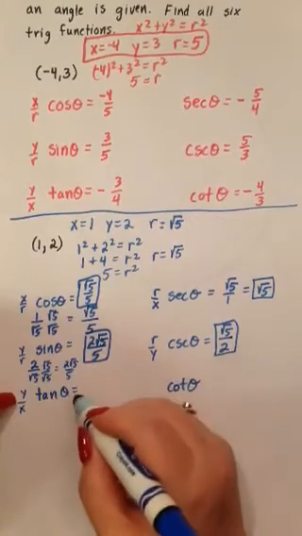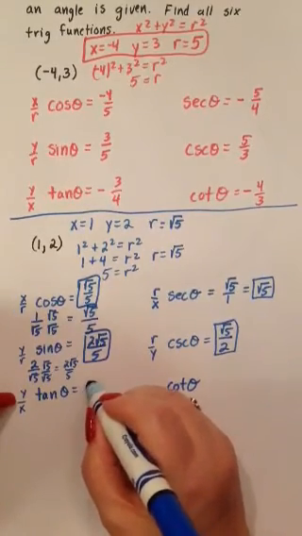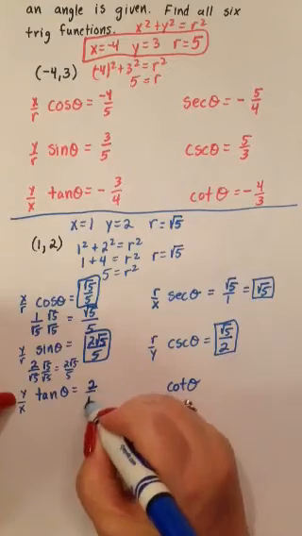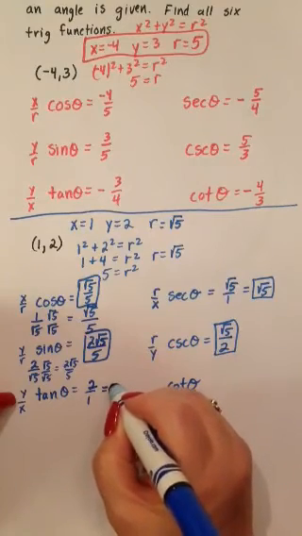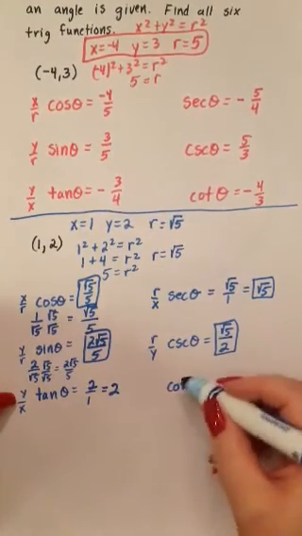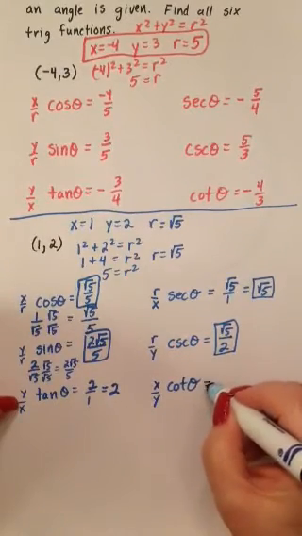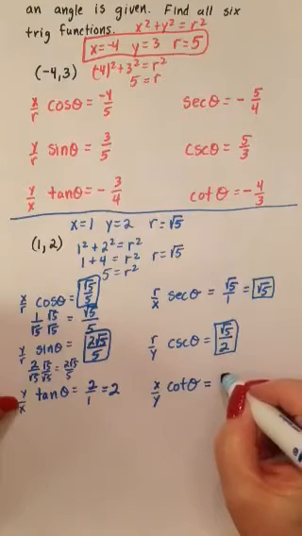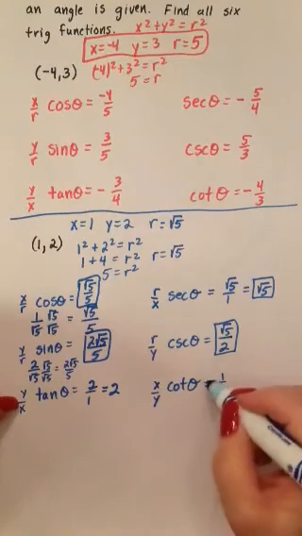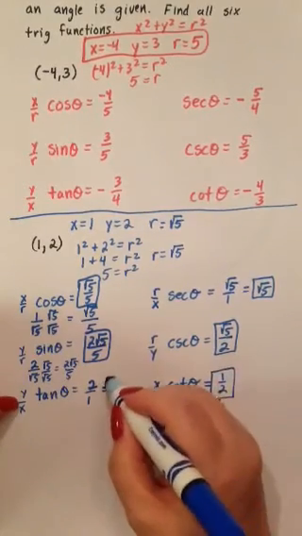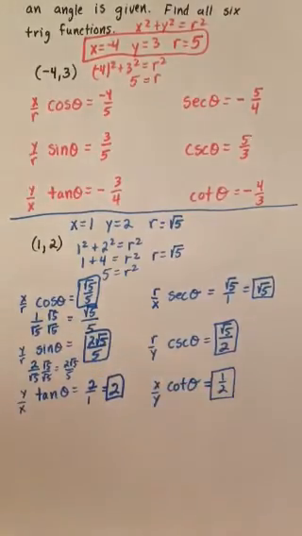Tangent is y over x. And so it's going to be 2 over 1, which is just 2. And then cotangent is x over y. It's the reciprocal. And so it's going to come out to be 1 over 2. So that's that answer. All right, not that horrible, huh?